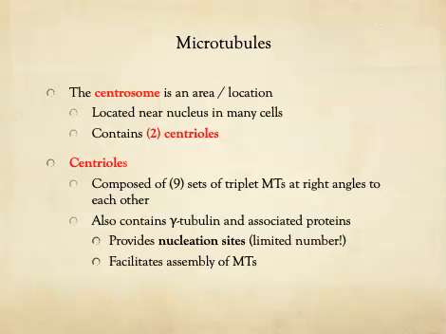Now, centrioles themselves have some very interesting anatomy. When you look at them, they are composed of 9 sets of triplet microtubules. I'll show you a picture of this in just a minute. Each of these sets of microtubules is at a right angle to the next set, so that you end up with this circular structure made out of short microtubules.